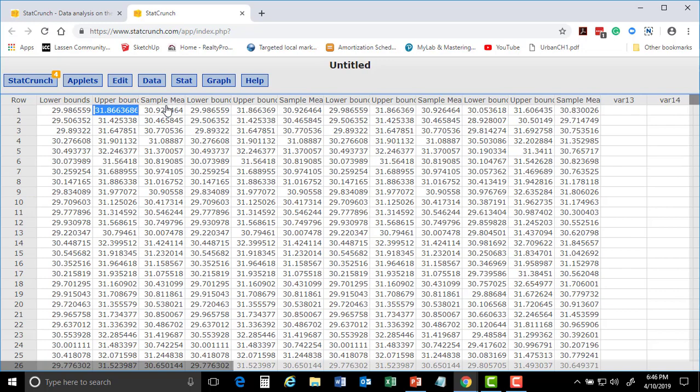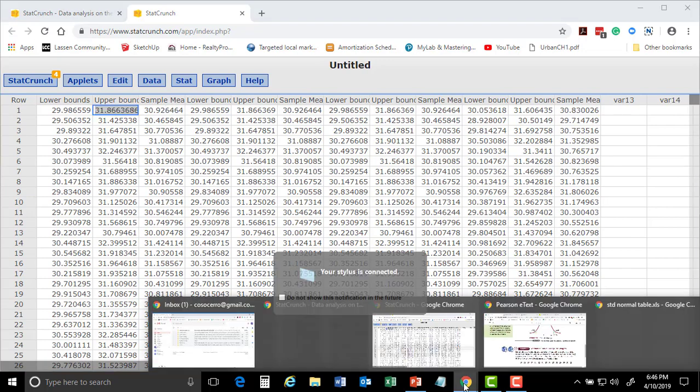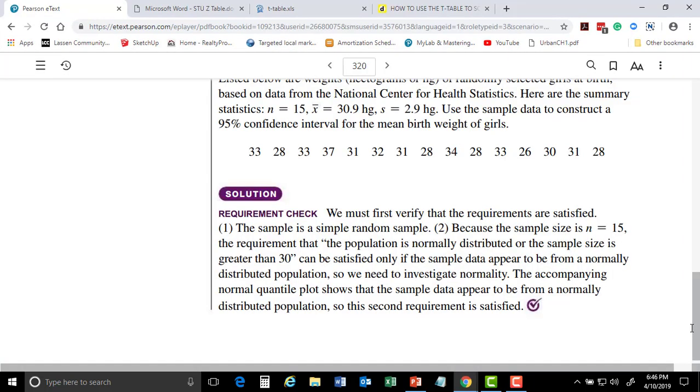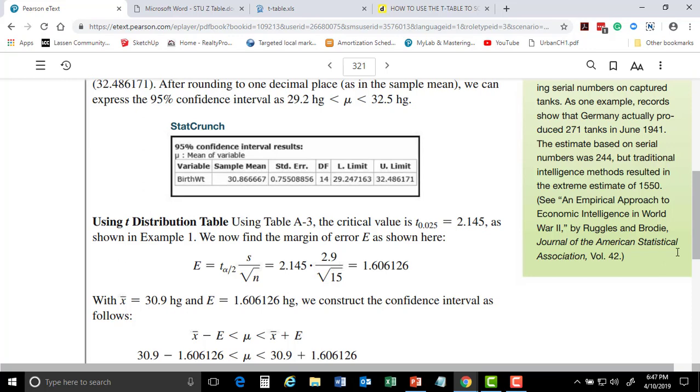Let me see what we have here. And that was here. It says, well, we could have used the normal curve, but let's keep going. This is birth weight. Oh, that's what I got. And then the lower limit was, I'm looking at this. Okay, remember this right here, 30 and yeah, that's the upper limit, the lower limit, right there.